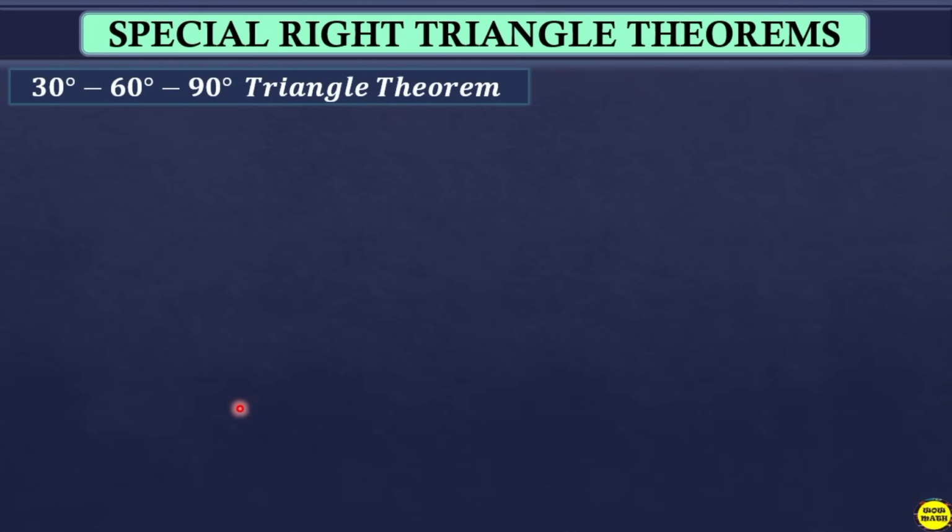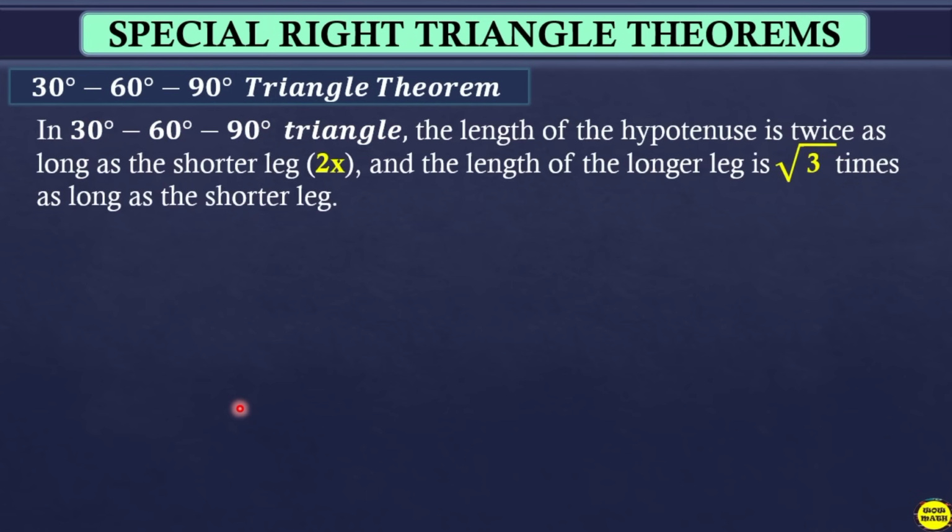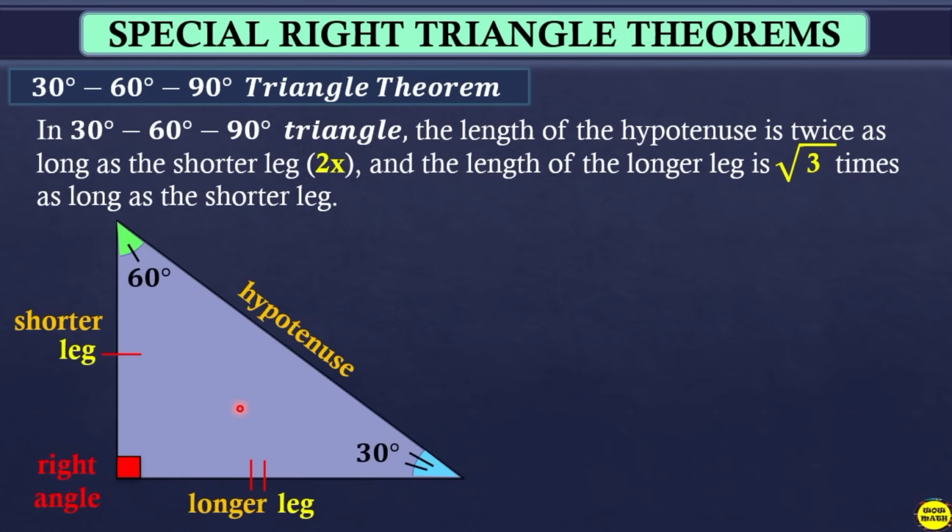Now, let's have the 30, 60, 90 triangle. So, ano ba itong 30, 60, 90 triangle theorem? So, in 30, 60, 90 triangle, the length of the hypotenuse is twice as long as the shorter leg. And the length of the longer leg is square root of 3 times as long as the shorter leg. So, ito yung in-explain ko kanina na dapat alam natin i-identify yung shorter leg po natin. So, lagi po yan opposite ng 30-degree angle if you have a 30, 60, 90 triangle. So, tatandaan na para ma-identify mo yung shorter leg, it is always opposite the 30-degree angle.